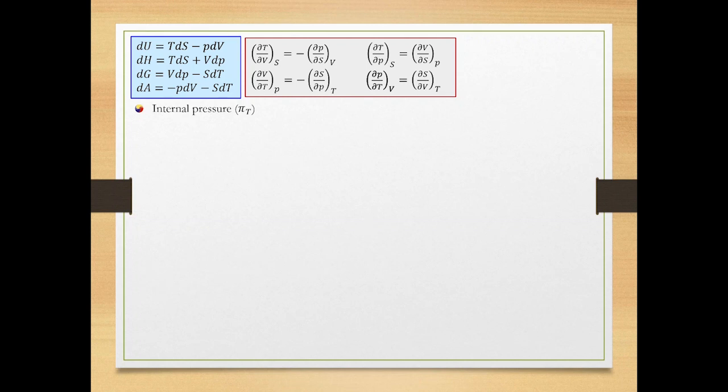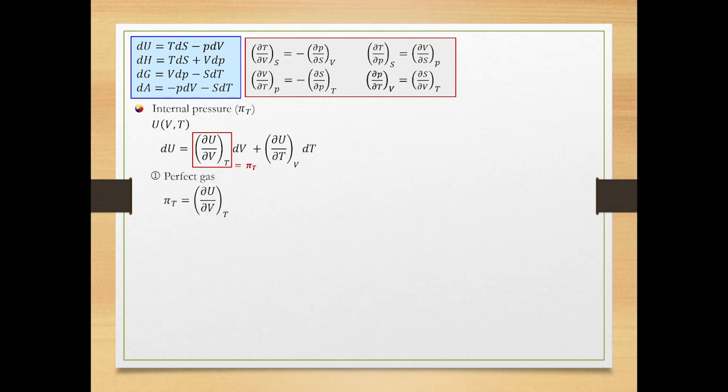Do you remember what it is? Suppose internal energy is a function of two independent variables, volume and temperature. The total differential is written like this. The first slope is the partial derivative of U with respect to V at constant T. It is called internal pressure because it has a pressure unit, and it is denoted by pi T. The question is, what is the internal pressure of perfect gas? How about the internal pressure of van der Waals gas? Are they different or the same?